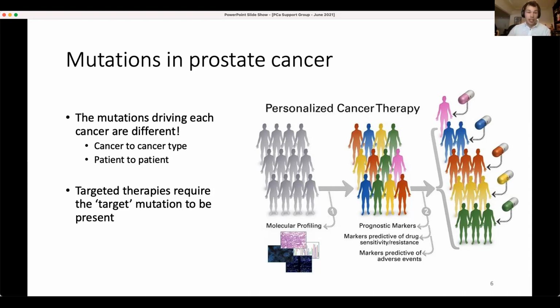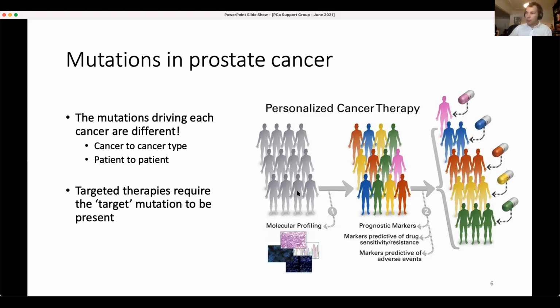So this creates both a challenge, but also an opportunity. The challenge is that each patient's tumor is fundamentally biologically a little bit different, and it's something that we've really never seen before. But the flip side of this is that we're able to really precisely characterize individual patients' tumors and try and pair that patient with a therapy that they're most likely to benefit from, based off of the specific DNA mutations that we see in their tumor. So this is the concept of personalized cancer therapy, or precision medicine.